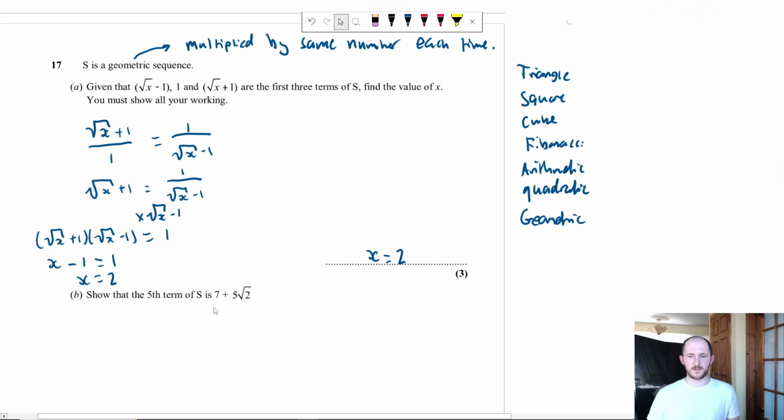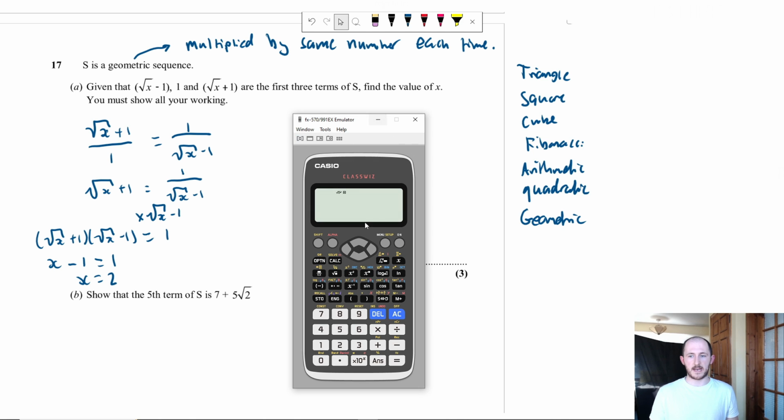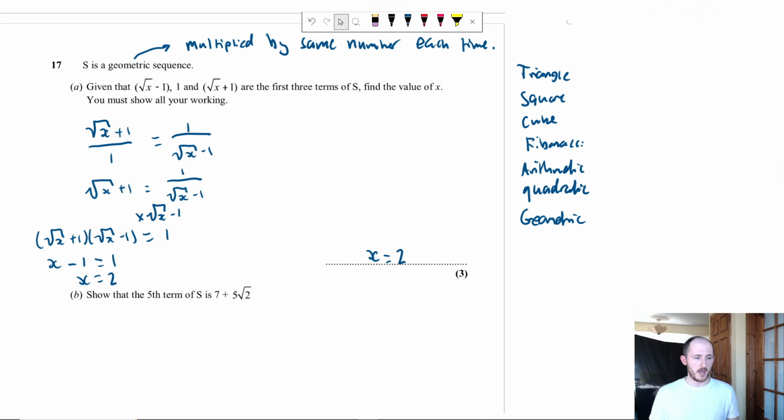Part B says show that the fifth term of the sequence is 7 plus 5 root 2. So there are two ways to do this. One of them is using the kind of A-level equation, because bear in mind, this is paper 3, hence we can use our calculator. So I can show you the A-level equation. Go over geometric sequences. So this question is geometric, and basically the special thing about geometric sequences is they're multiplied by the same number each time.